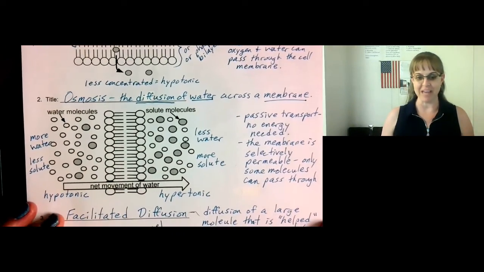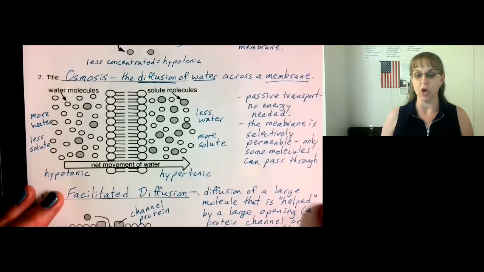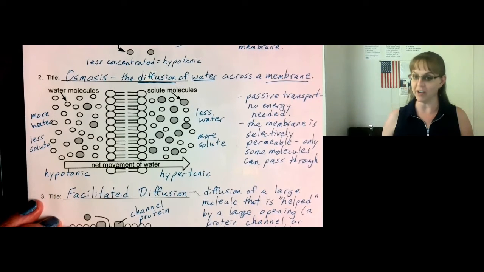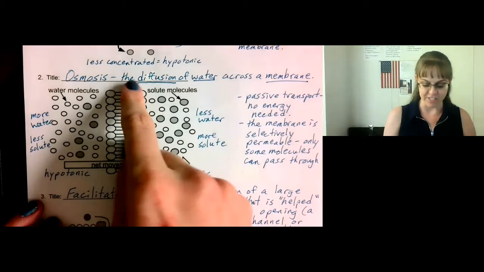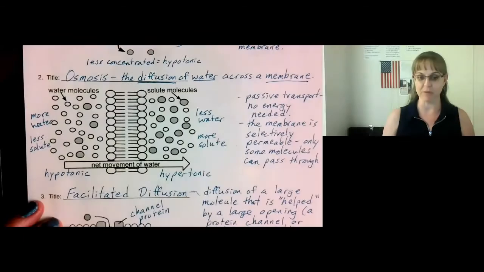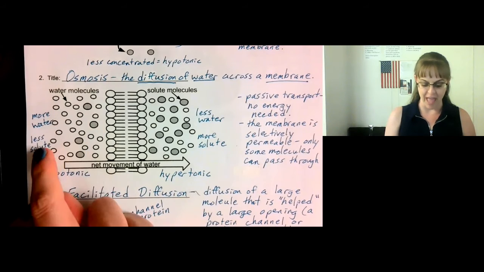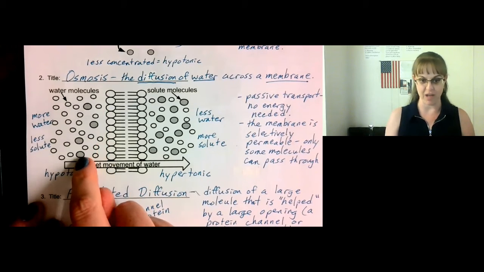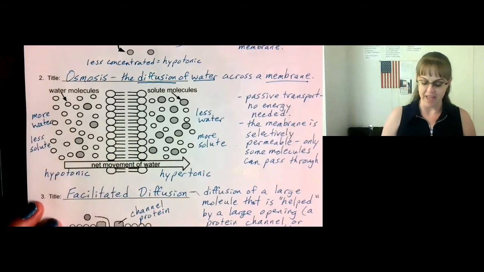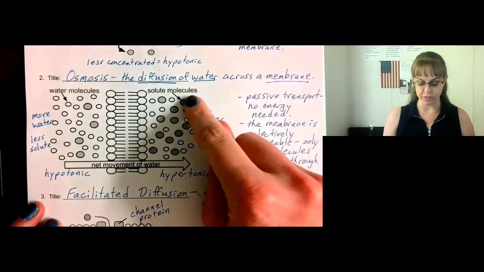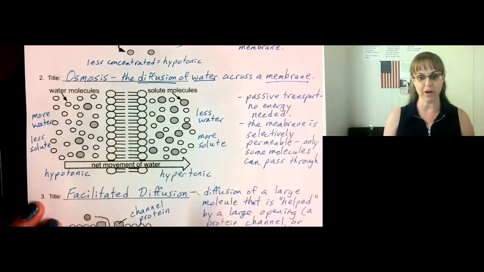The second type of passive transport is osmosis, which is the diffusion of water across the membrane. Remember, you have to have diffusion, water, and a semipermeable membrane. So here is the semipermeable membrane, or the phospholipid bilayer. There are more water molecules and fewer solute molecules on this side. And there are more solute molecules and fewer water molecules on this side.